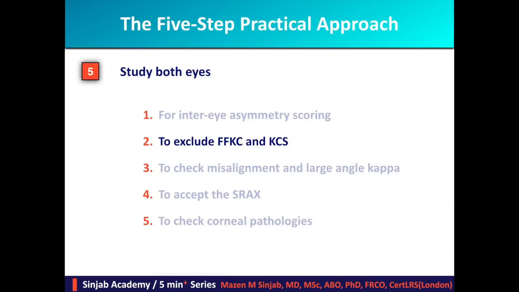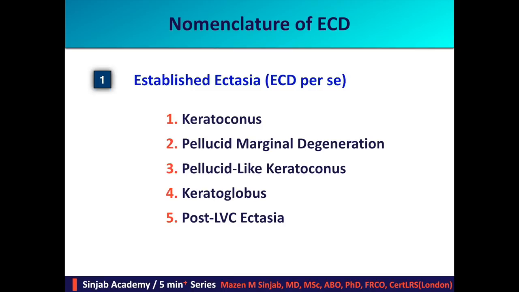To exclude form frost keratoconus and keratoconus suspect, let us define these two terms. In order to define them properly, we have to know the nomenclature of ectatic corneal diseases, which can be categorized into 3 categories. Category number 1 is established ectasia, or ectatic corneal diseases per se, which includes keratoconus, pellucid marginal degeneration, pellucid-like keratoconus, keratoglobus, and post-laser vision correction ectasia.